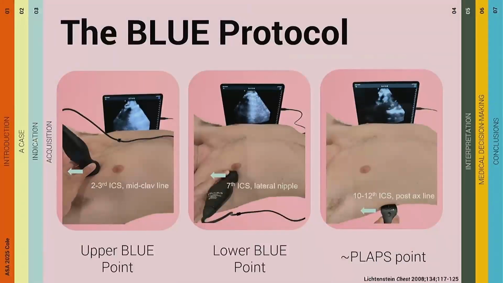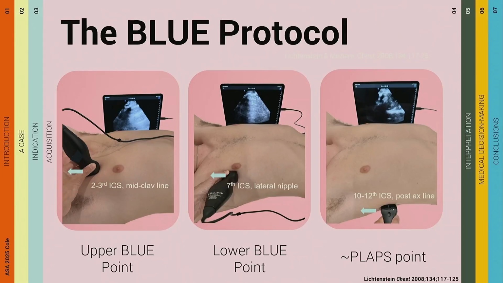Okay, so here's the Blue protocol, the scanning that's recommended. This was first published by Dr. Daniel Lichtenstein in 2008. What I like about the Blue protocol is you only need to scan 3 locations per side to get a highly sensitive and specific, potentially, diagnosis.